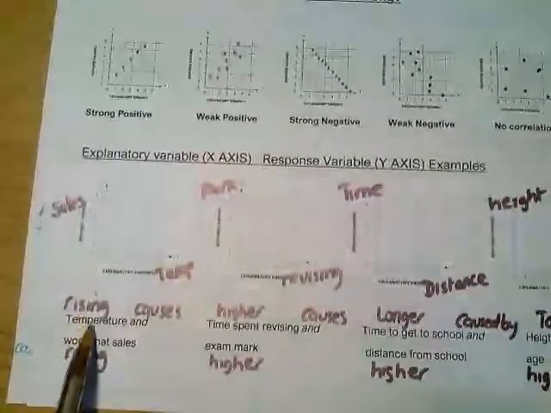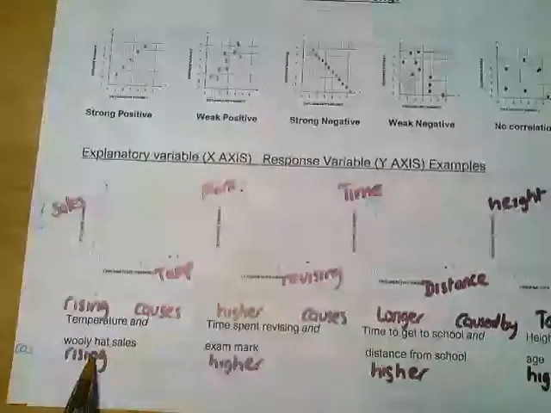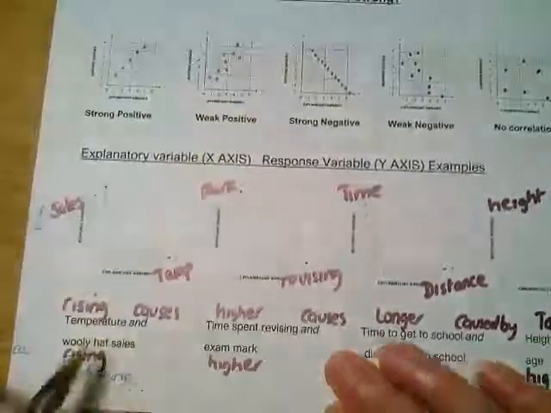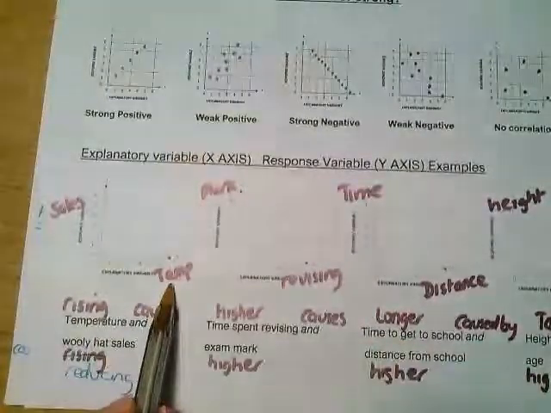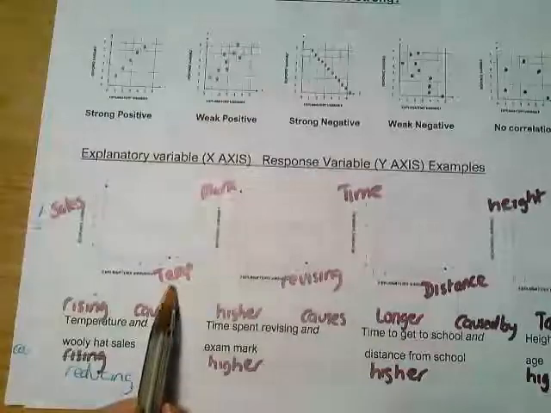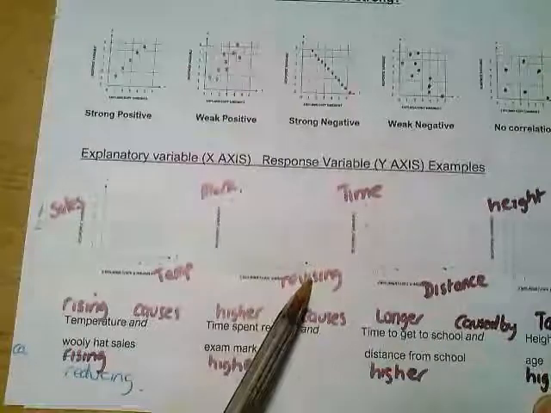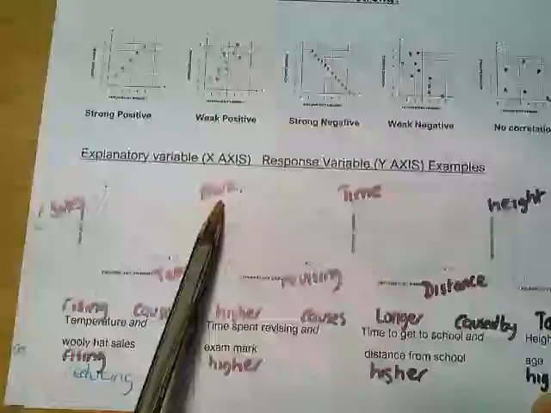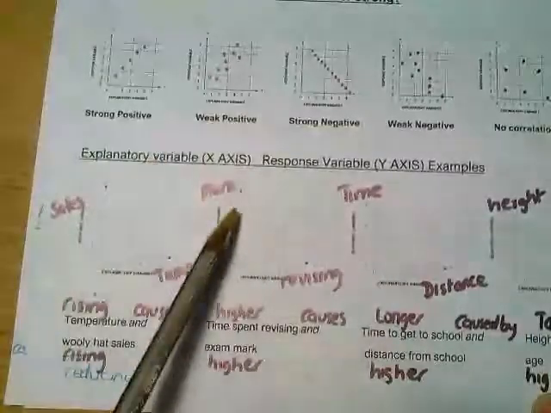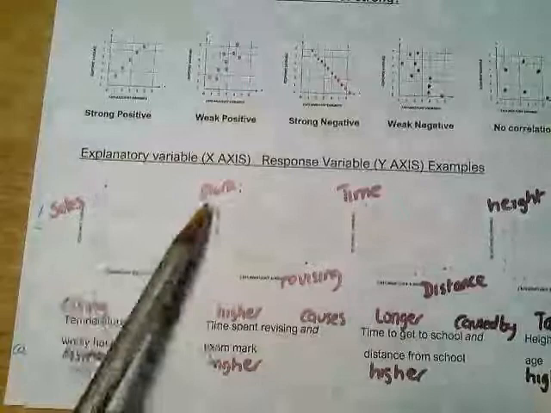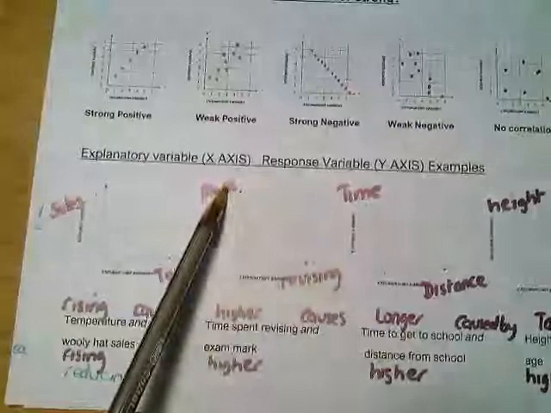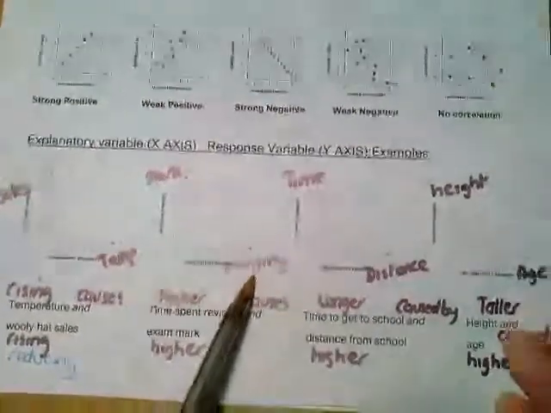Okay, so rising temperature causes reducing hat sales. So that means the temperature is causing the hat sales to change. The temperature goes on the x-axis. Right, so time spent revising causes you to have a higher mark, or is it that the higher mark that you get causes you to have spent more time revising? Well, time doesn't run backwards, so that doesn't make any sense. The more time you spend revising will affect your mark. So revising goes on the x-axis.